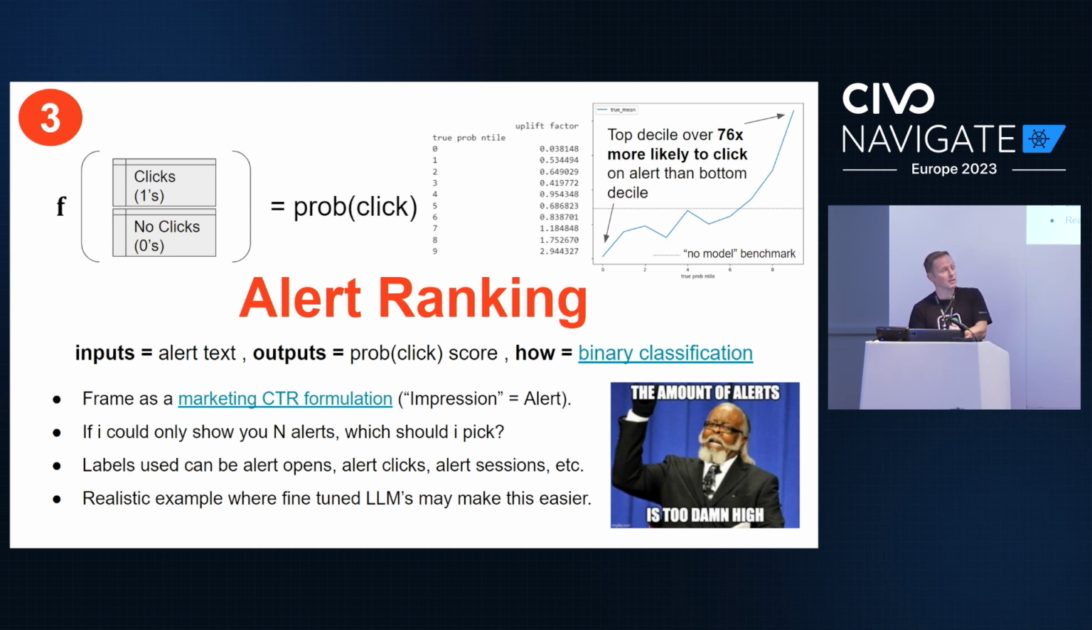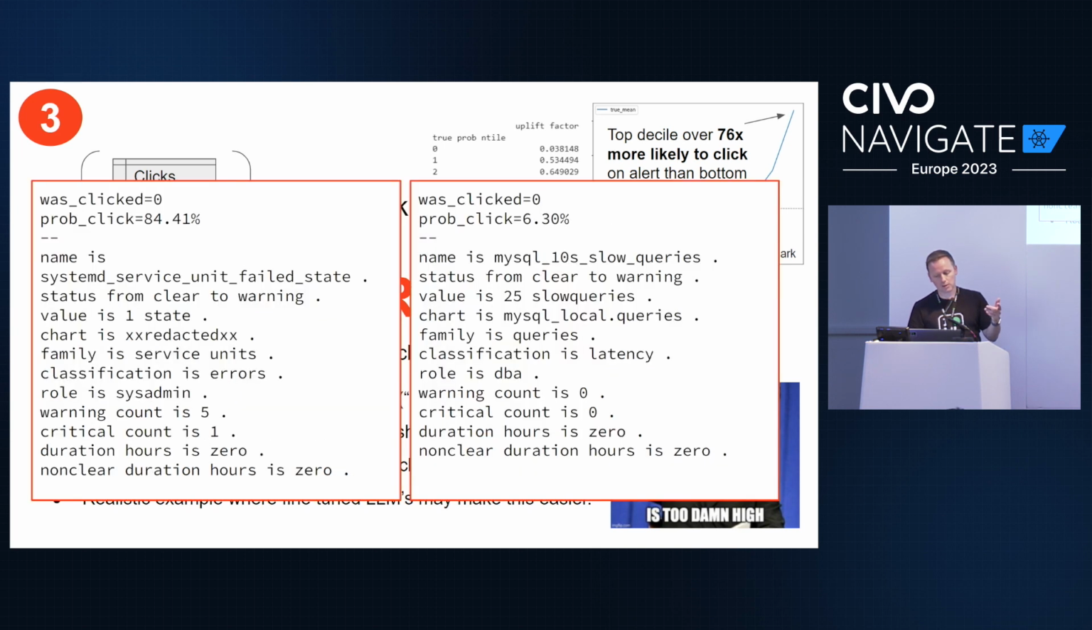And this is a good one. This is actually a real example where we can use LLMs, large language models and fancy stuff, a little bit. This is where the fancy stuff can help you be a little bit lazy. So what we actually used here is we just take this text. The text below the lines is basically the story of the alert.